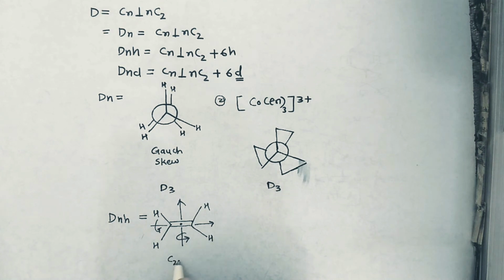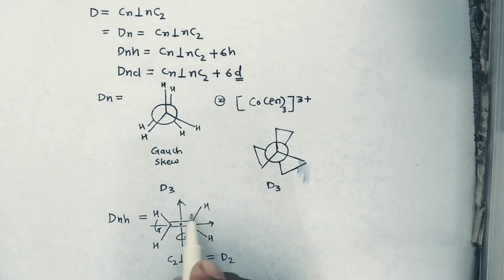Therefore it has a C2 with perpendicular C2 axes. Therefore, the point group is D2, plus it has a horizontal plane. This molecule contains one horizontal plane. Therefore, the point group is D2h.